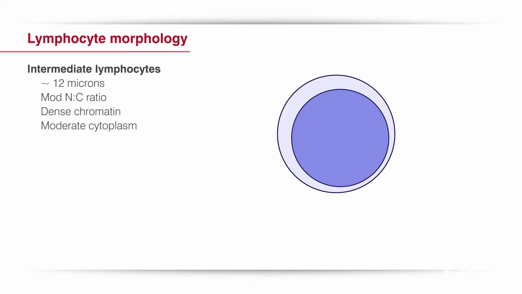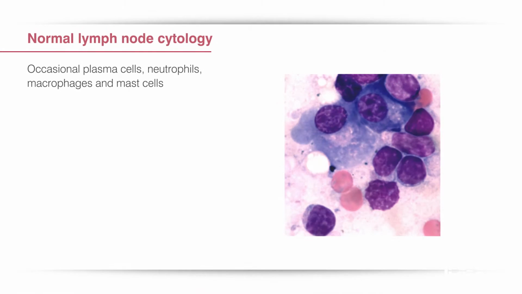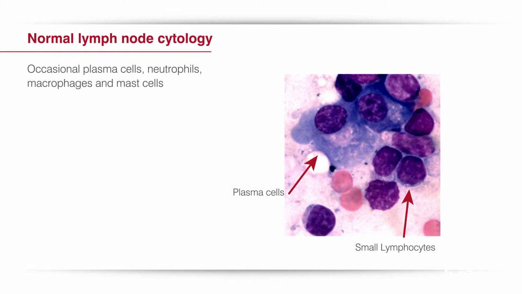Intermediate lymphocytes are similar in size to neutrophils and have moderately condensed chromatin and a moderate amount of basophilic cytoplasm. Nucleoli may be visible. Large lymphocytes are larger than neutrophils and have stippled chromatin, 1 to 2 nucleoli, and variable amounts of basophilic cytoplasm. Plasma cells, macrophages, and occasional mast cells are present in most normal lymph nodes.